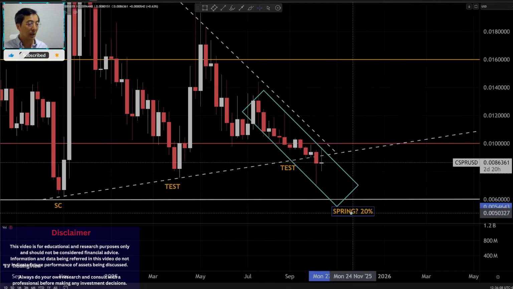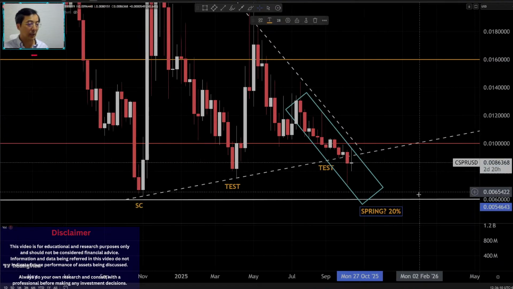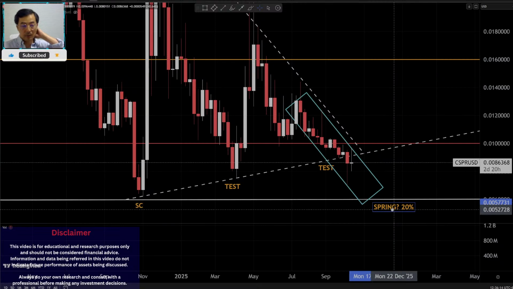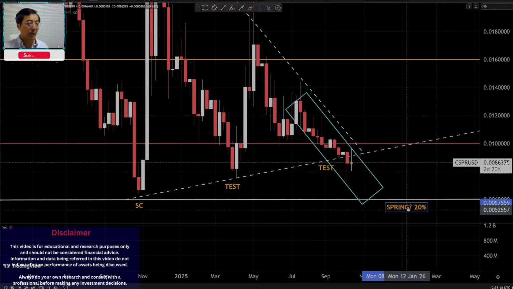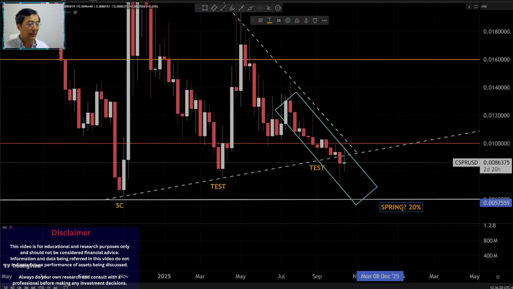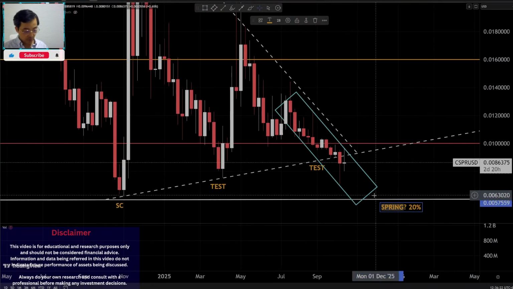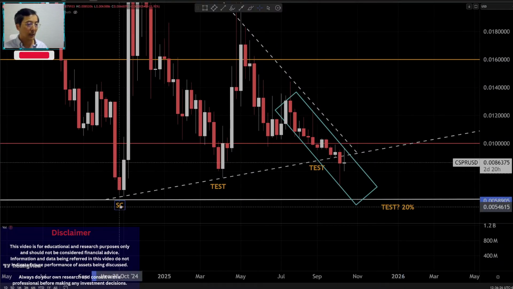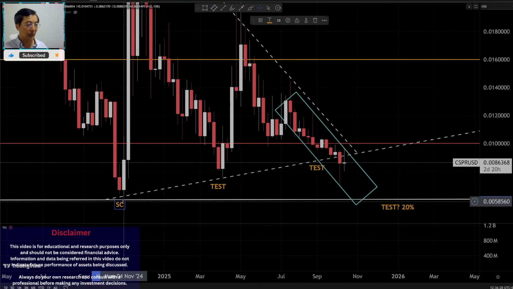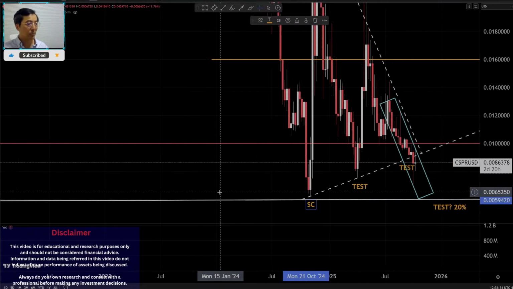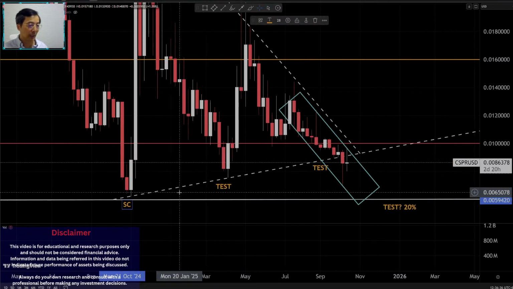For Wyckoff stages in the weekly, the bigger time frame, previously we talked about there's a chance for a spring. Let's not get too extreme for now. Let's say it's going to come down for just a test. A spring is basically something of a lower price than the selling climax, which was 0.0062, roughly around that level. There's no previous history lower than that.